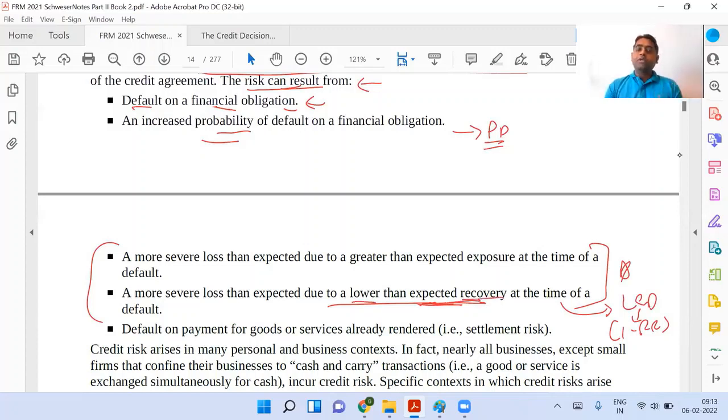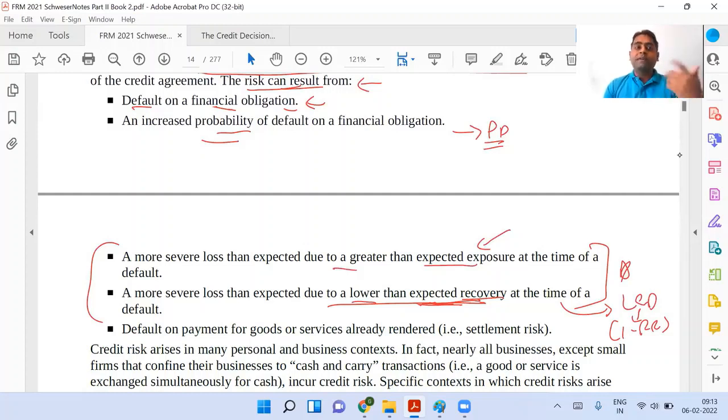Okay, so either at the time of default or before it, if the LGD goes up, that's a problem for me. This point now, what they are explicitly highlighting is related to an OTC derivative agreement. Why am I explicitly talking about it?